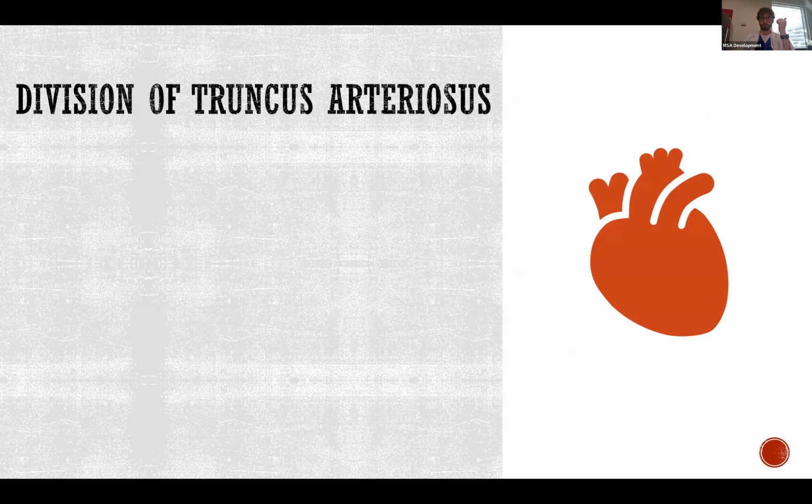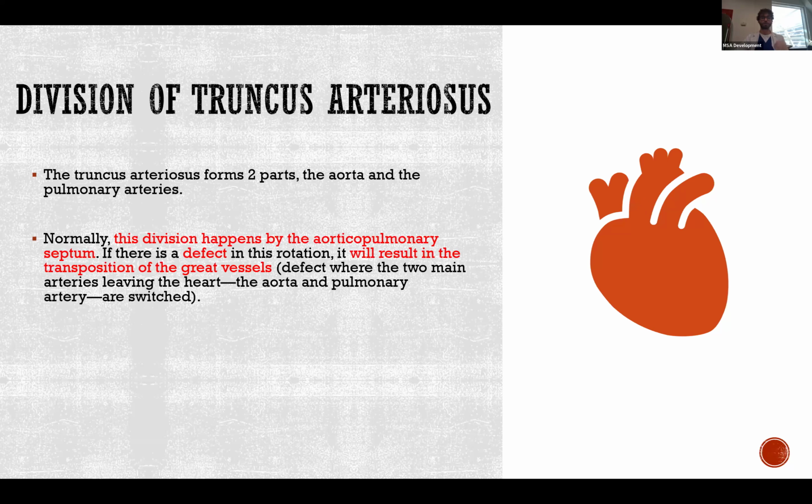Okay, let's go to the truncus arteriosus. Didn't we say it divides into the aorta and the pulmonary arteries? How? It happens by something called the aorticopulmonary septum. This will divide the truncus arteriosus into the aorta and the pulmonary arteries. Let's say there is a problem in the aorticopulmonary septum, a problem that doesn't let the truncus arteriosus divide into the aorta and pulmonary artery. What would be the result of this?